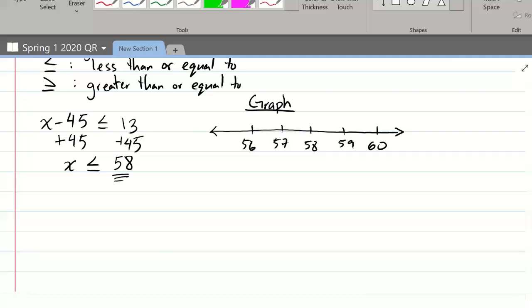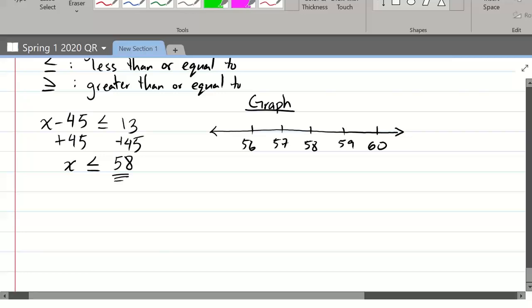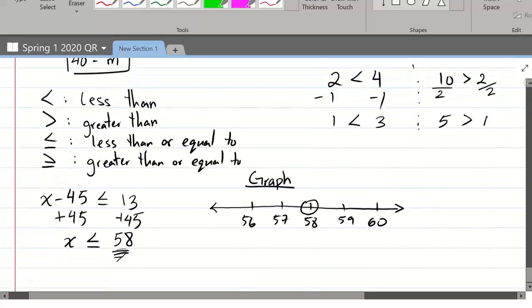Now, the circle is going to be on the 58, right? Because that's our main number that we're looking at, right? Now, there's two types of circles. There's shaded in circles and there's hollow circles, right? Now, let's go back to our definition. Whenever you're talking about less than or greater than, it's always an open circle, right?